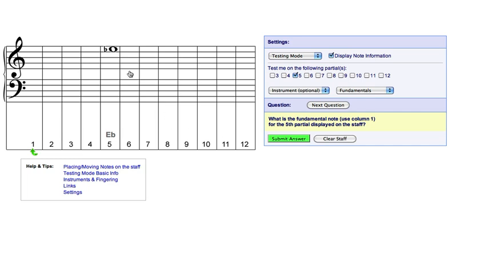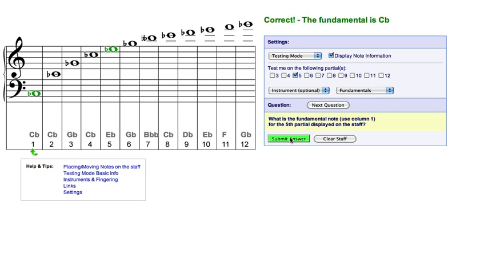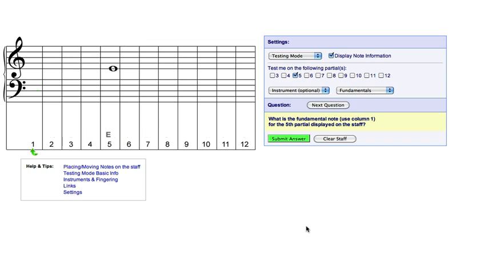Okay, so here we have an E flat, which we know is the fifth partial, and we go down a major third, so we'd have a C flat 4, we'd have another C flat 2, and therefore this note right here, clicking it again to get the C flat, would give us that overtone series. Let's try another one. This note is the fifth partial of some overtone series. Okay, it's a common one.